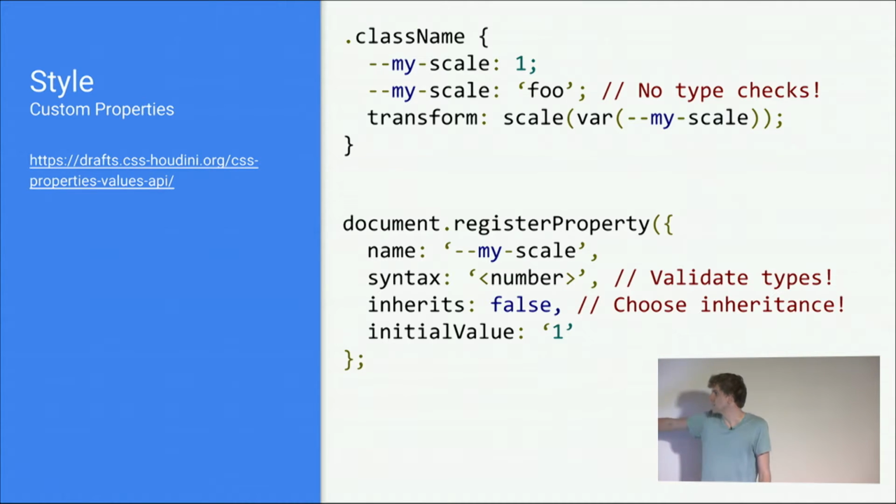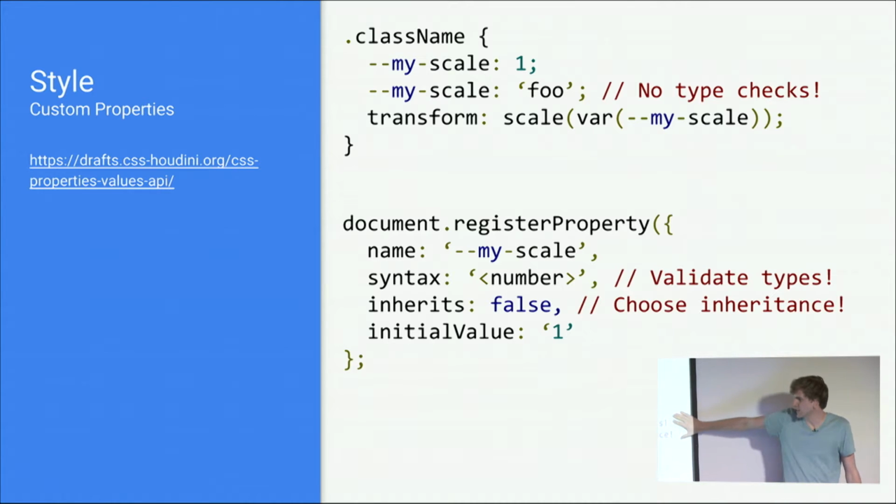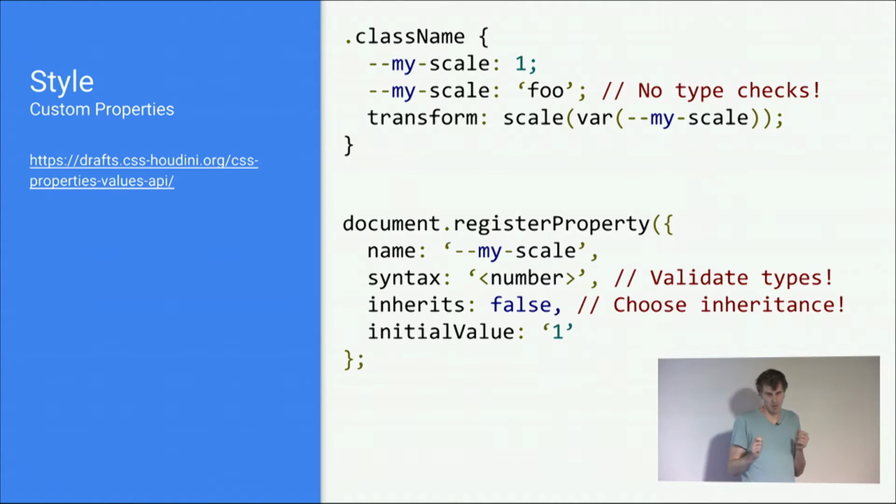So in something called the Properties and Values API in Houdini, we want to allow developers to register properties and define, most importantly, their type. So what the type gives you is, initially, just number, length, color, a few other inbuilt properties that we know how to parse and know how to animate. And this will allow custom properties to be animatable, so say that we've got my scale from 0 to 1. We feed this in with a web animation or a CSS transition. This will mean that this will just smoothly animate without any need for the developer to trigger off RAF or anything like that.